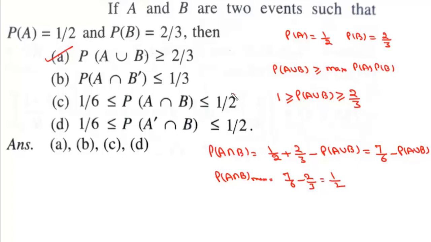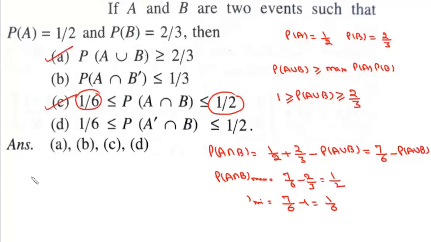So its maximum value will be 1 by 2, and it will be minimum when we put the maximum value of P(A union B), which is 1, so 1 by 6. So this value will lie between 1 by 6 and 1 by 2. So that means option C is also correct.